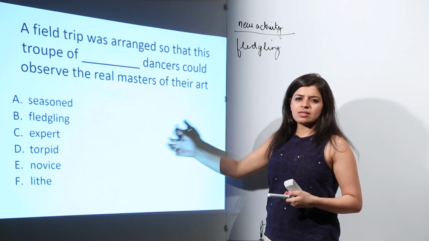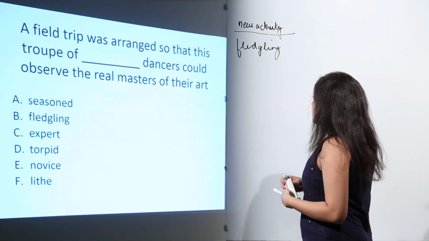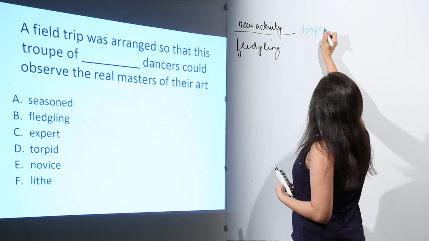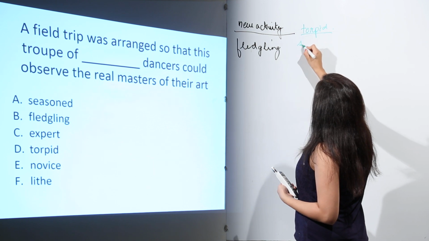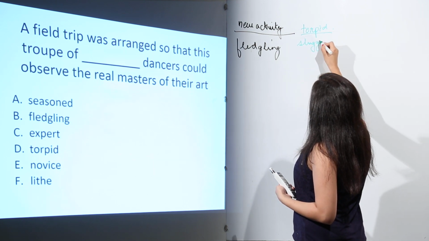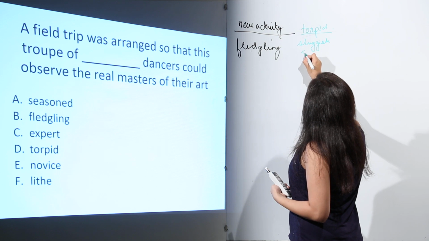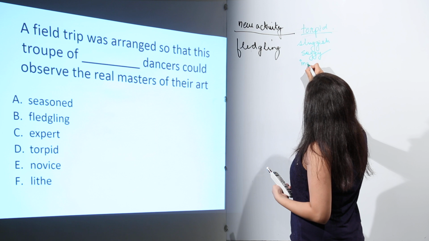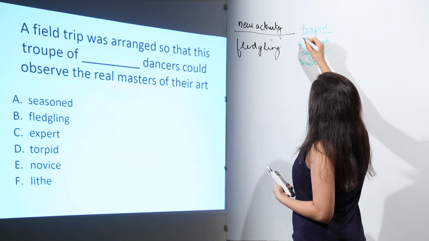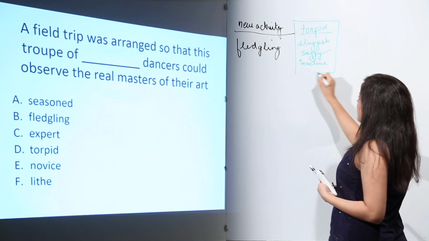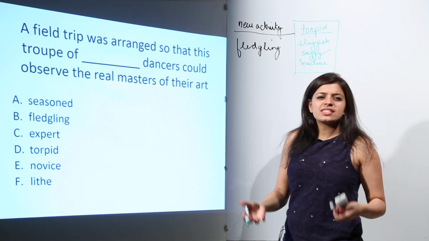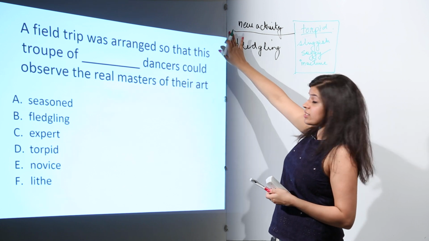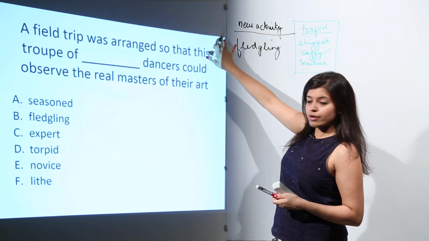Torpid. Torpid means someone who is lazy. Let me give you some synonyms for torpid. It means sluggish, soggy, or you can say inactive. Torpid means sluggish, soggy, lazy, inactive. These dancers were not lazy, they were someone who were new to this activity. So torpid cannot be a part of this blank.